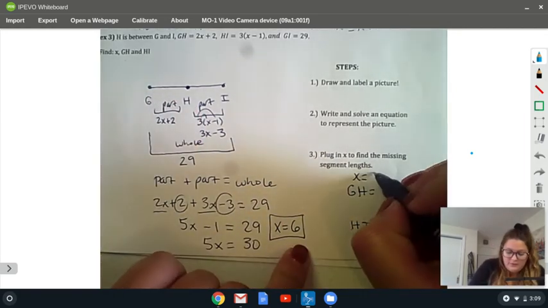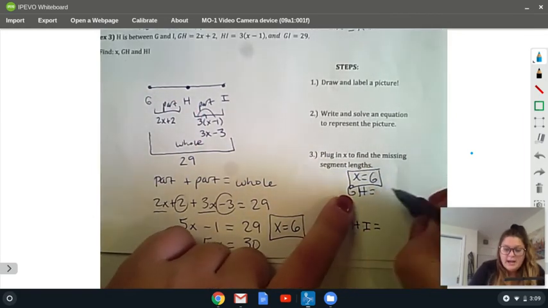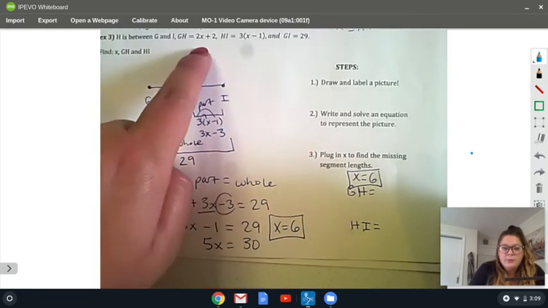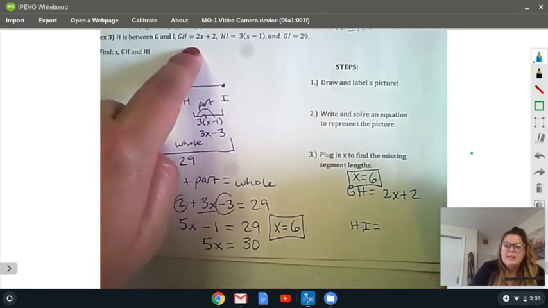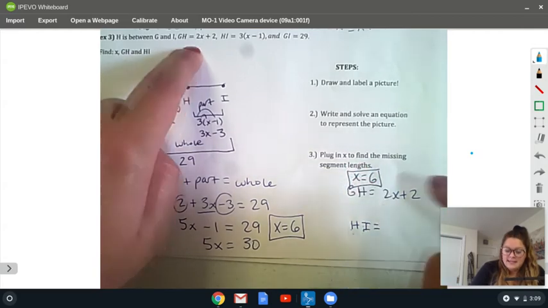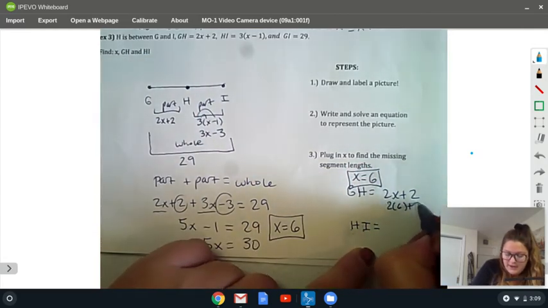So we already solved x is 6. GH though is 2x plus 2. We got that from the info in the beginning. Now that I know that x is 6, I can go ahead and plug that in and find my GH.